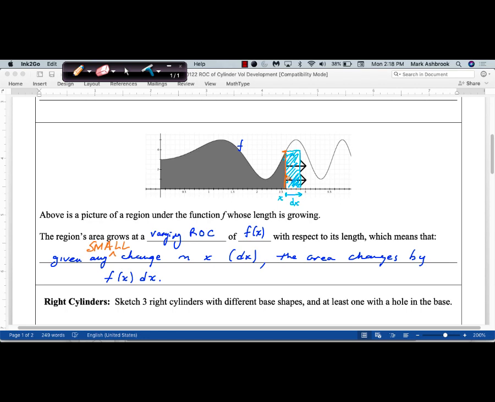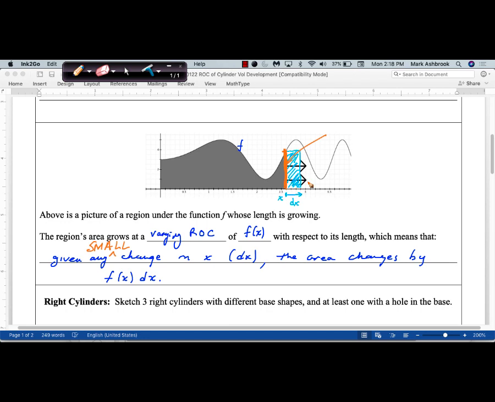Is that showing up as orange up there? Right there. That's where things are changing. And what did we say the rate of change was? f of x. How does f of x relate to that leading edge or leading face? How does the value of f of x relate to that leading face where the area is growing? How does it relate to that right there?